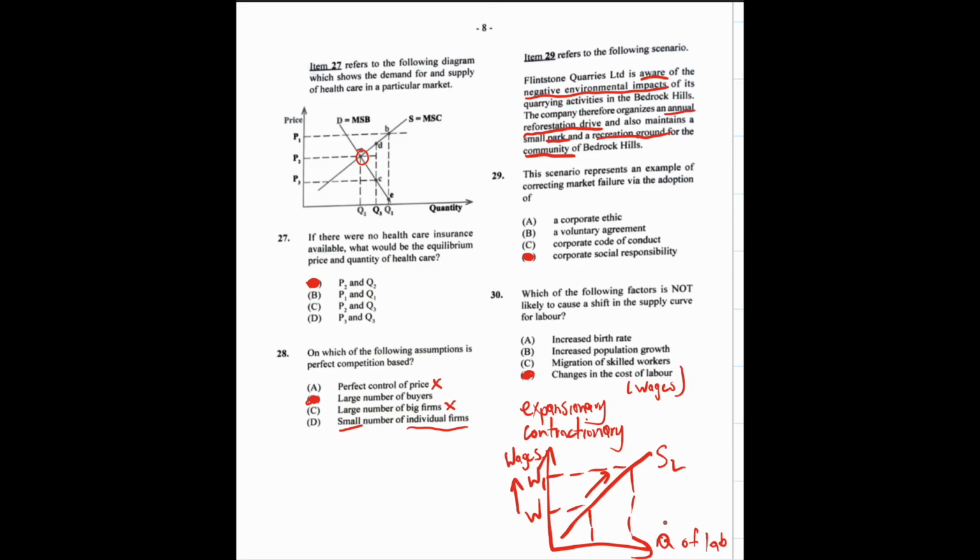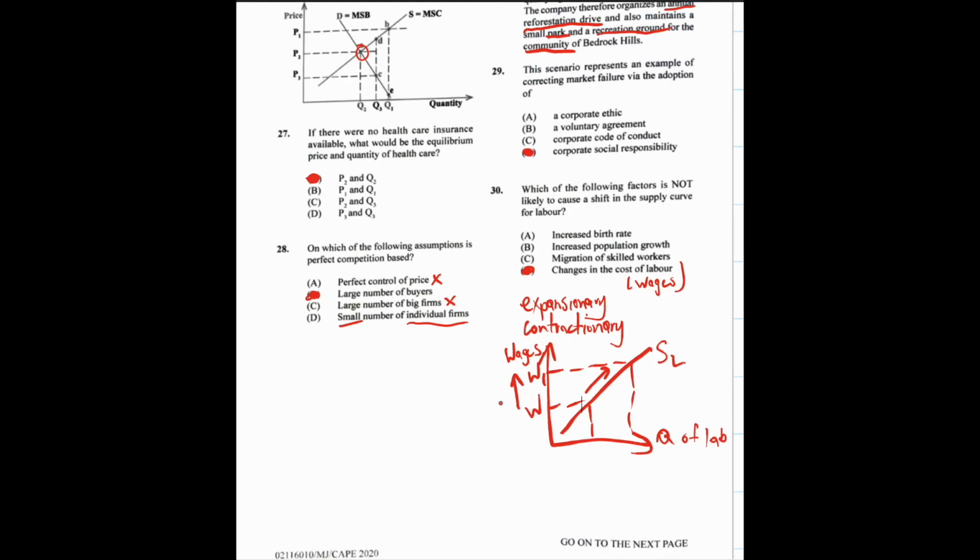Right? So this would be a movement along the curve. There would be no shift. You would have to actually have SL probably moving to the right or left, but there is no movement of the supply curve from the right to the left or anything of that. So it has to be this for this question. The other ones, birth rate, population growth, and increase in skilled workers, would actually cause a shift.